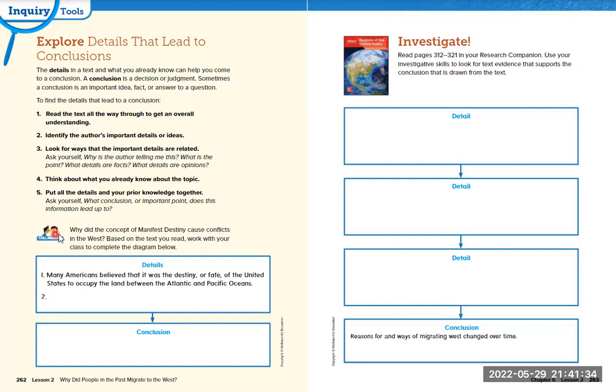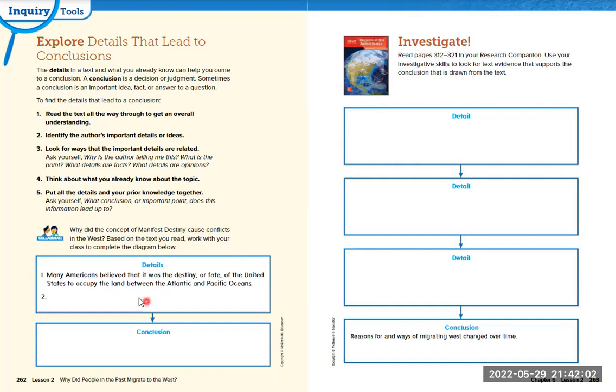So looking down here, why did the concept of manifest destiny cause conflicts in the West? Based on the text you read, work with your class to complete the diagram below. If you're doing this at home, then it's fine. You can do this using this video. So a detail that they gave was that, one, many Americans believed that it was their destiny or fate of the United States to occupy the land between the Atlantic and the Pacific Ocean.